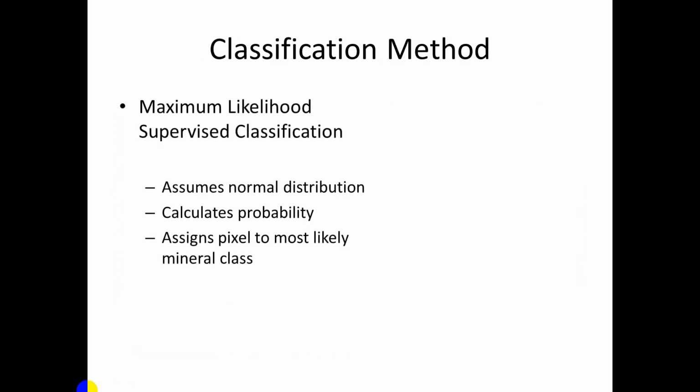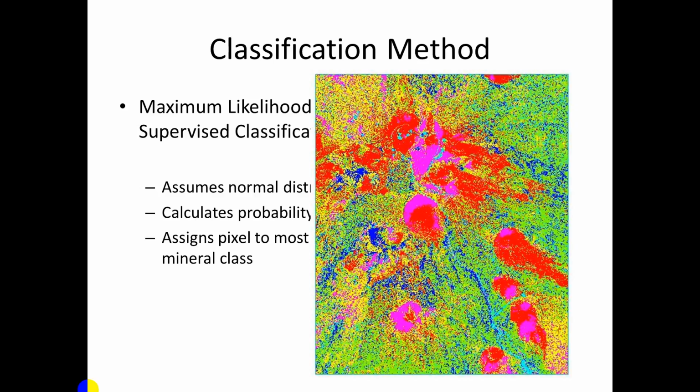So now it's time to pick a classification method, and my overall favorite is a maximum likelihood supervised classification. And this assumes normal distribution of statistics across your pixels, and ENVI then calculates the probability that a pixel is in a certain land cover class, and then it assigns it to that mineral class in my case. So great. This is what ENVI produced as a maximum likelihood supervised classification using AVIRIS data.